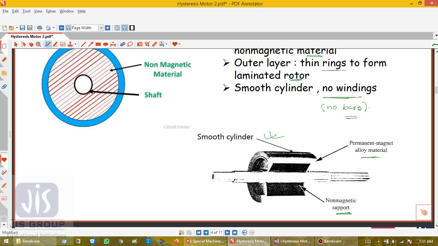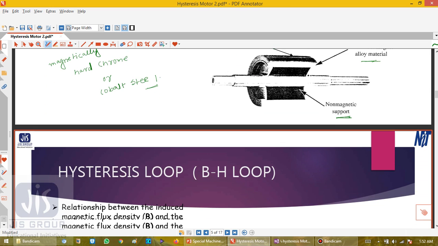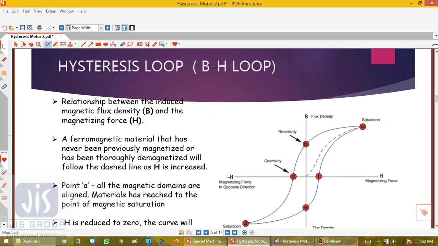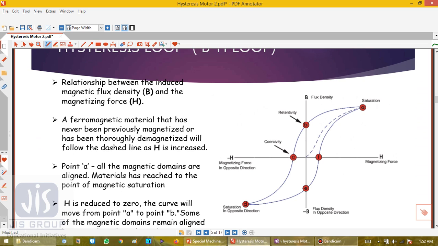The ring is made of special magnetic material such as magnetically hard chrome or cobalt steel, having a very large hysteresis loop. So this is the hysteresis loop.